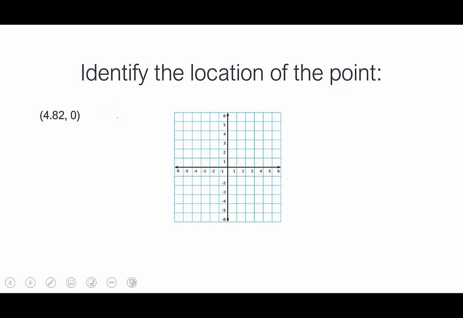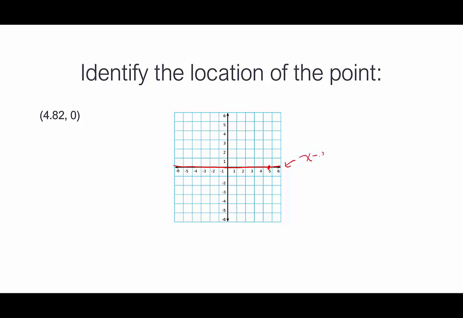This point here, we have 4.82, 0. Don't get thrown off by the decimal, it's okay. The 4.82 just says go 4.82 units to the right of the origin. That 82 would be a little bit closer to 5 than it would be 4. Probably not going to be super accurate there. And the 0 says don't go up or down. So the location of this point or any point on this would be the x-axis.